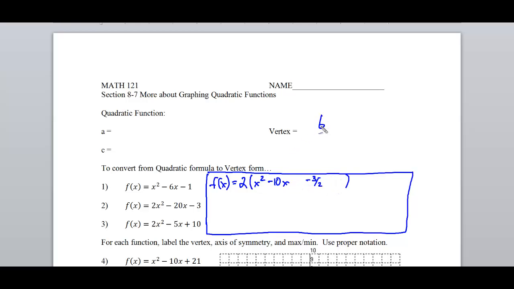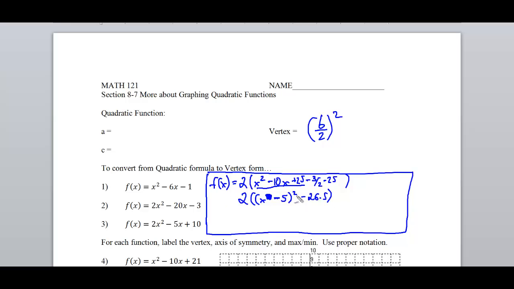Now completing the square is (b over 2) quantity squared, so negative 10 divided by 2 is negative 5. Negative 5 squared is 25, so I'm going to have a plus 25 here and a minus 25 here. So my 2 still sits out in front. This trinomial becomes, sorry about writing the square, (x minus 5) quantity squared, and the negative 3 halves and the negative 25 is negative 26.5.